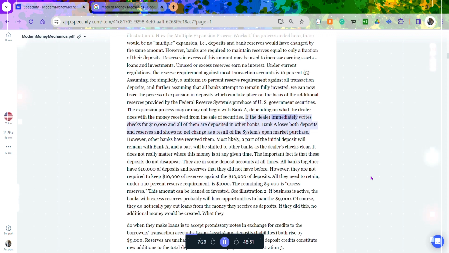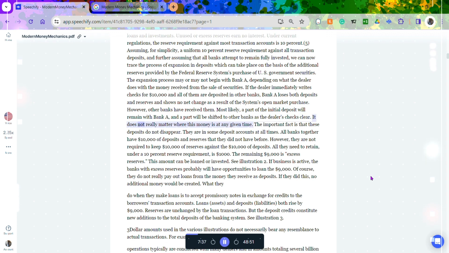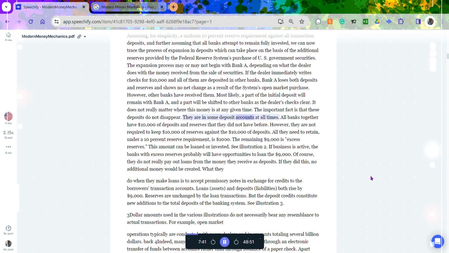If the dealer immediately writes checks for $10,000 and all of them are deposited in other banks, Bank A loses both deposits and reserves and shows no net change as a result of the system's open market purchase. However, other banks have received them. Most likely, a part of the initial deposit will remain with Bank A, and a part will be shifted to other banks as the dealer's checks clear. It does not really matter where this money is at any given time. The important fact is that these deposits do not disappear. They are in some deposit accounts at all times.